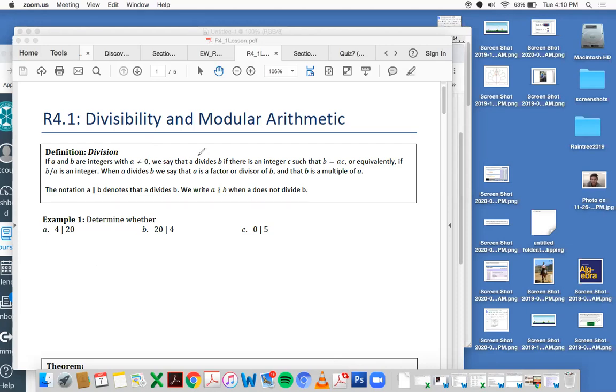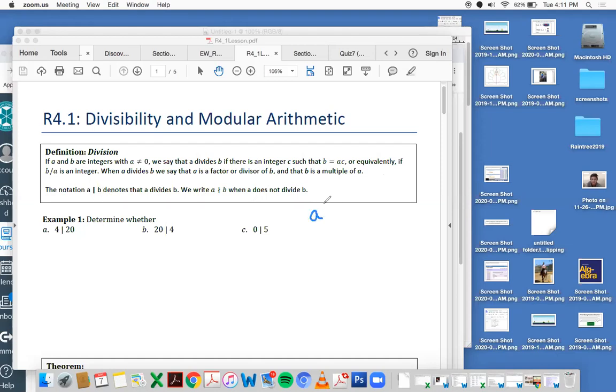We say that a divides b if there is an integer c such that b equals a times c. Basically, b divided by a is an integer. So a divides b is equivalent to saying that b is divisible by a. When a divides b, a is a factor or divisor of b, and b is a multiple of a. This is all stuff you're familiar with, but this notation might be new.